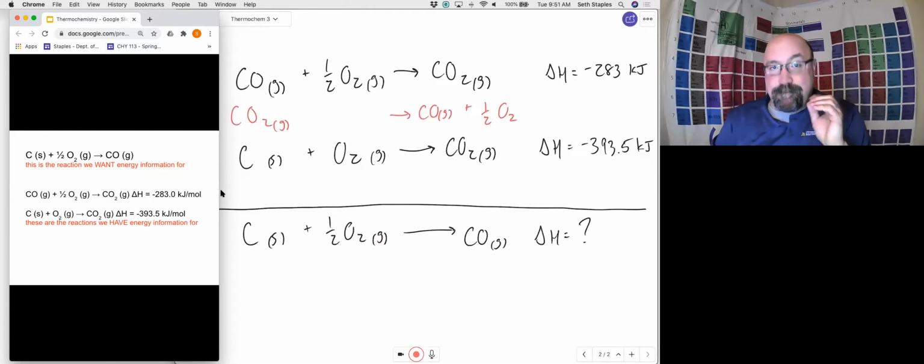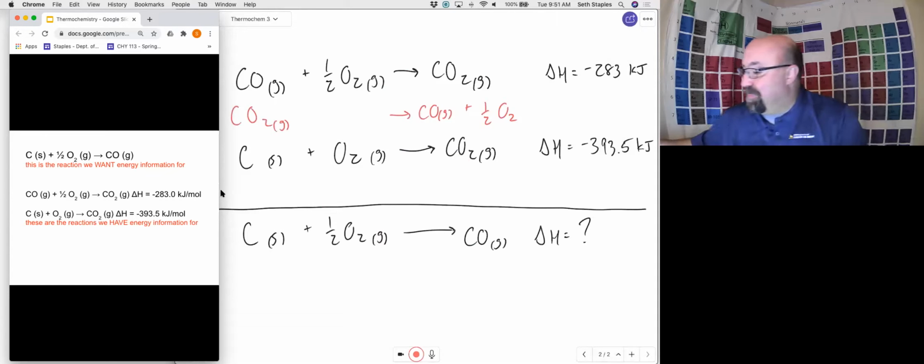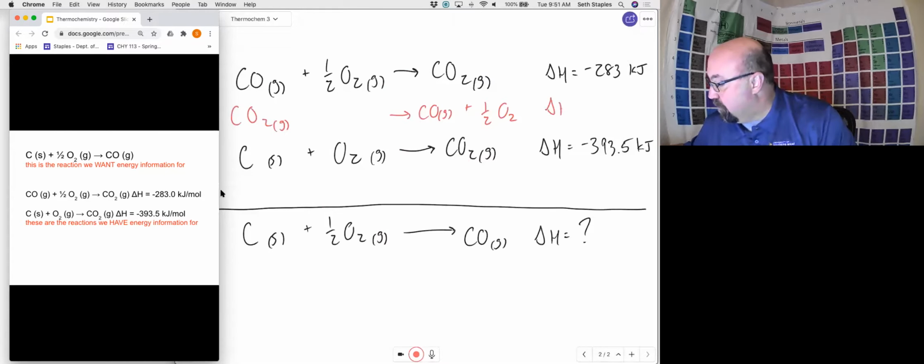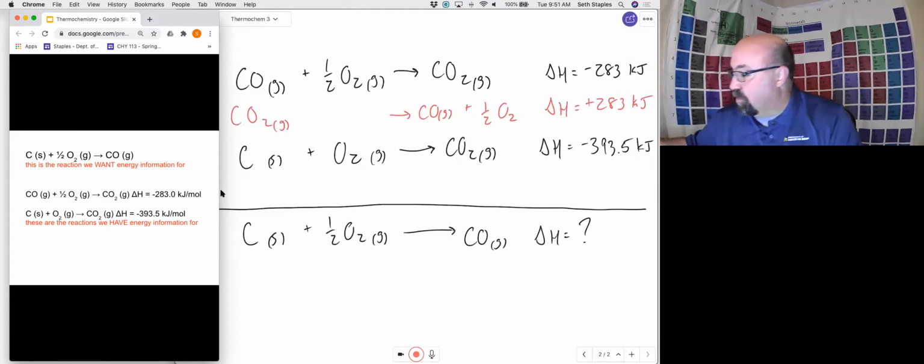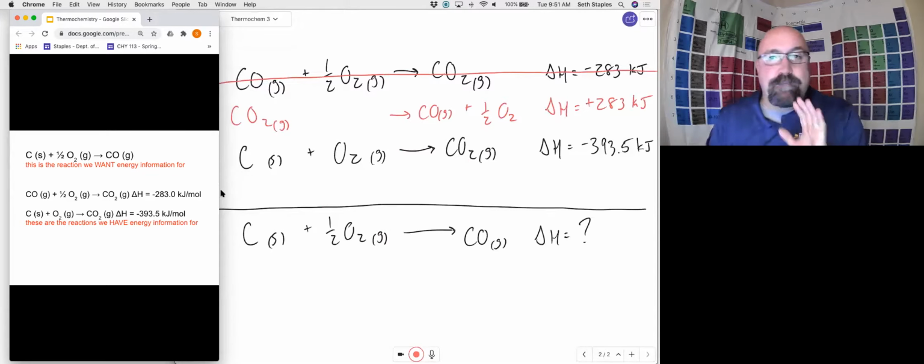Now remember, when I flip an equation, that means I have to flip my enthalpy. I have to change my sign of my enthalpy. So delta H now is going to equal positive 283 kilojoules. I would then go ahead and cross this one right out. Cross that whole thing out so that you don't get confused with it later on. We know that we're not going to need that because we've manipulated the equation in the way that we need.